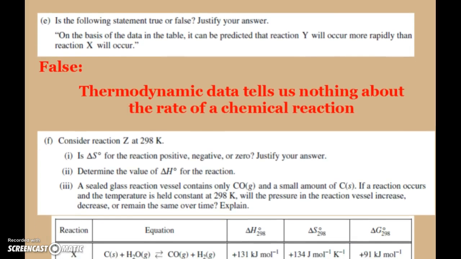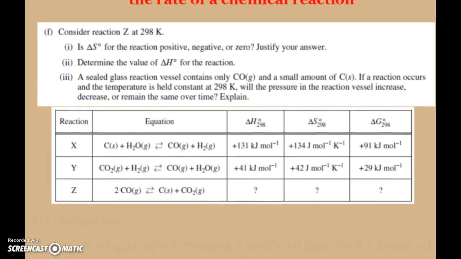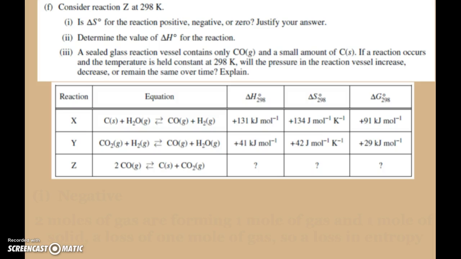All right, now our last part, getting to reaction Z. Okay, so now we do need to recognize that we got reaction Z by adding X and Y together when they were both flipped. Okay, so our first part is delta S for reaction Z. Again, all of these questions here, part 1, 2, 3, are for reaction Z. Is delta S going to be positive, negative, or 0?